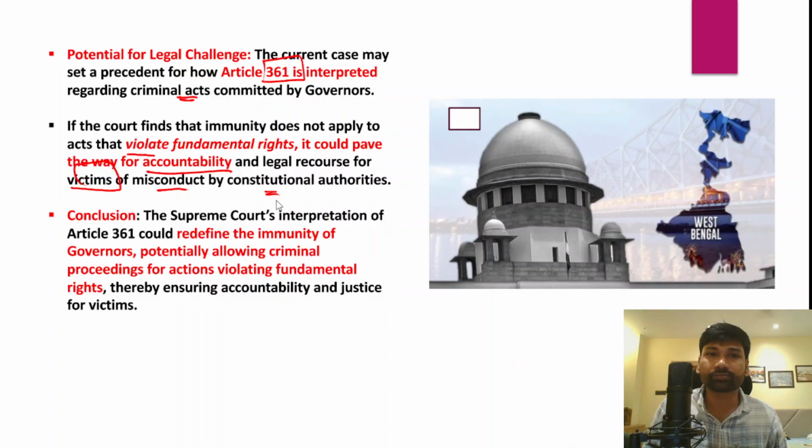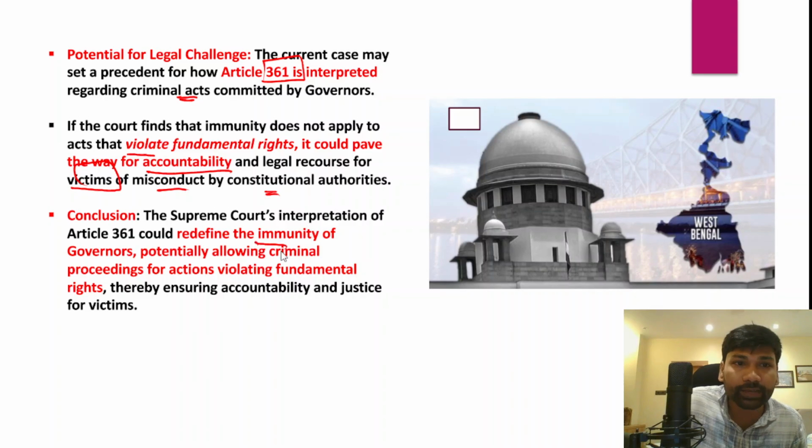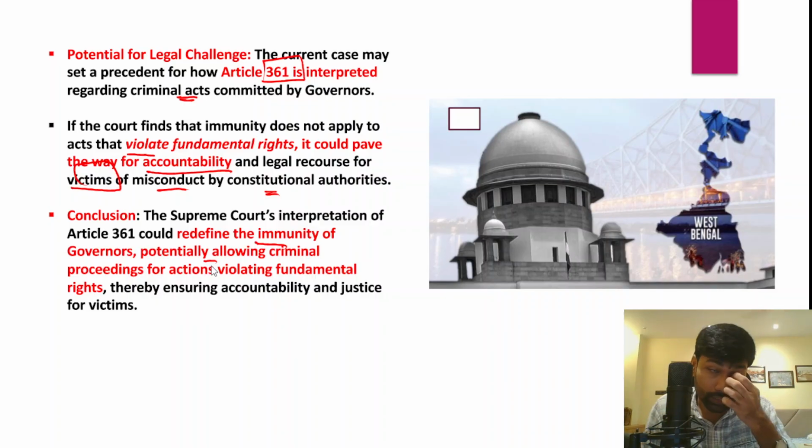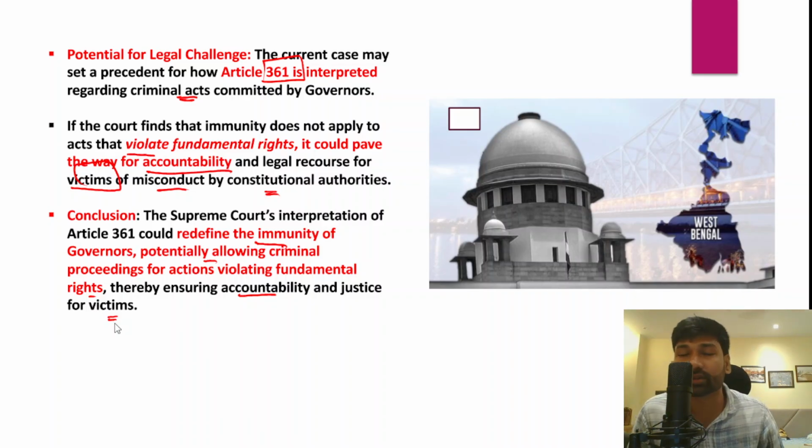In conclusion, the Supreme Court's interpretation under Article 361 is very, very important. How the Supreme Court interprets Article 361 would decide the next course of action: whether governors enjoy absolute immunity or not, and whether governors and the president can be held accountable for their malafide actions while they were in office. That would redefine the immunity of governors, potentially allowing criminal proceedings for actions violating fundamental rights, thereby ensuring accountability and justice for the victims.